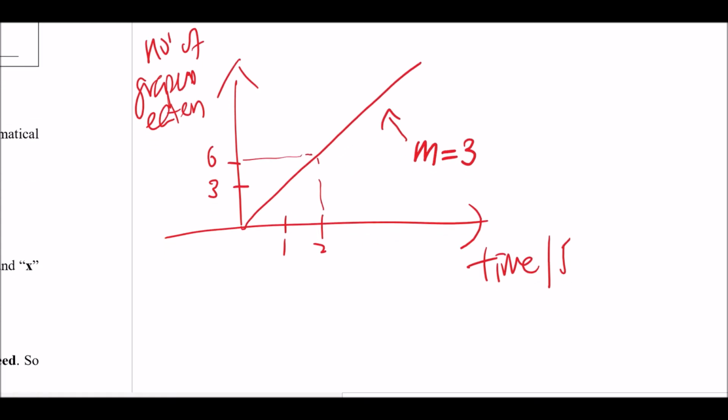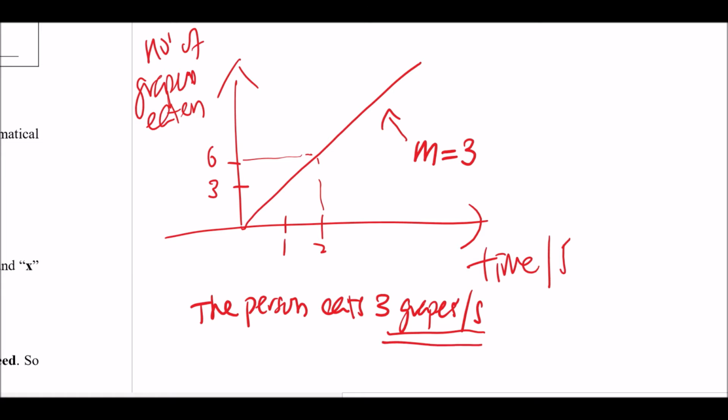Yes, this gradient tells me that the person eats. You don't have to take this down. It's 3 grapes every second, right? It's 3 grapes per second. So can you see that grapes per second is an example of a rate? Something per second, something per hour, something per minute is always a rate.